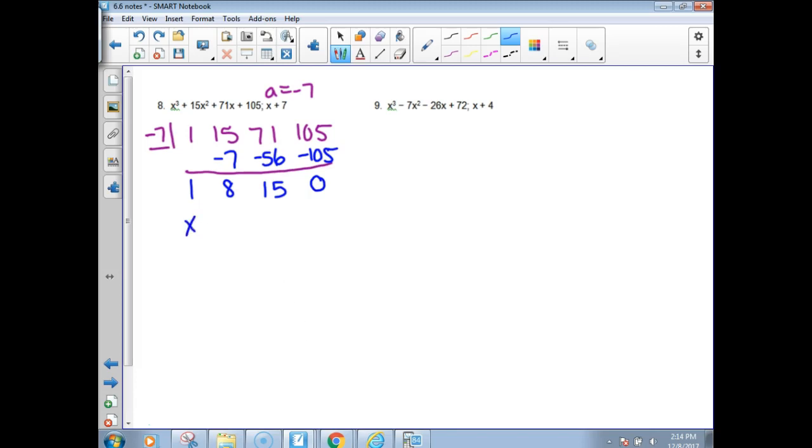The reduced polynomial is x squared plus 8x plus 15. And that factors to x plus 3 times x plus 5, or vice versa, which I wrote x plus 5 times x plus 3.